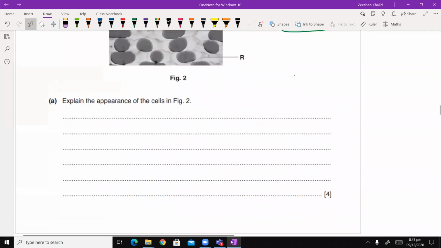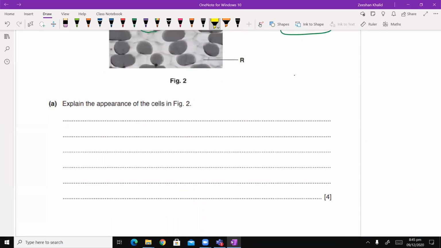Explain the appearance of cells in figure 2. Explain का word है, इसका मतलब आपको रीजनिंग बतानी पड़ेगी, और 4 marks. Wow. I mean, honestly, looks 4 marks, लेकिन it is very easy. So, हुआ क्या है?